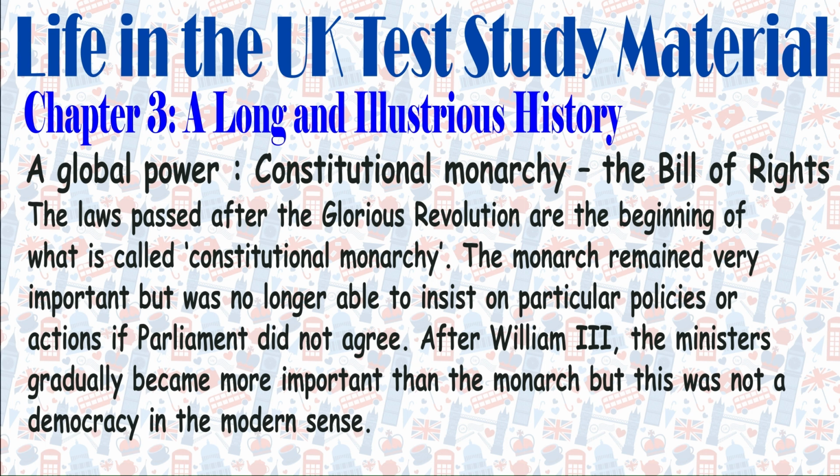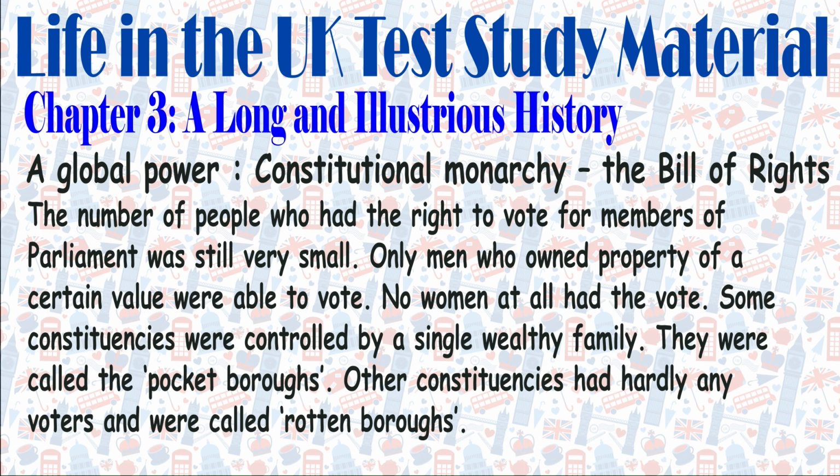in the modern sense. The number of people who had the right to vote for members of Parliament was still very small. Only men who owned property of a certain value were able to vote. No women at all had the vote. Some constituencies were controlled by a single wealthy family. They were called the pocket boroughs. Other constituencies had hardly any voters and were called rotten boroughs.